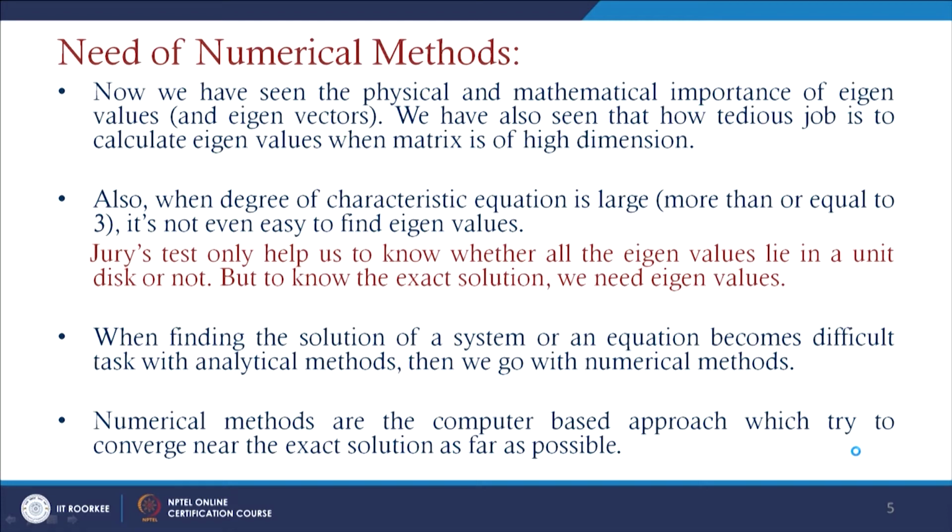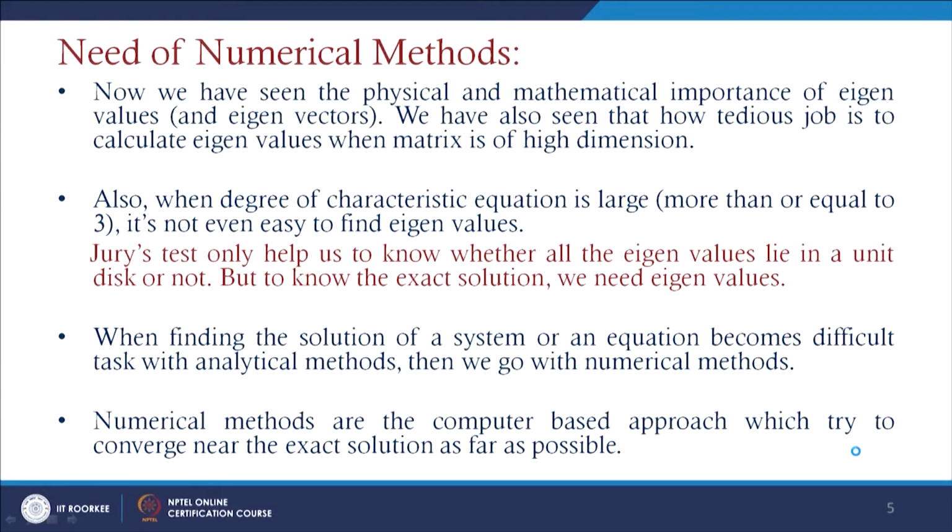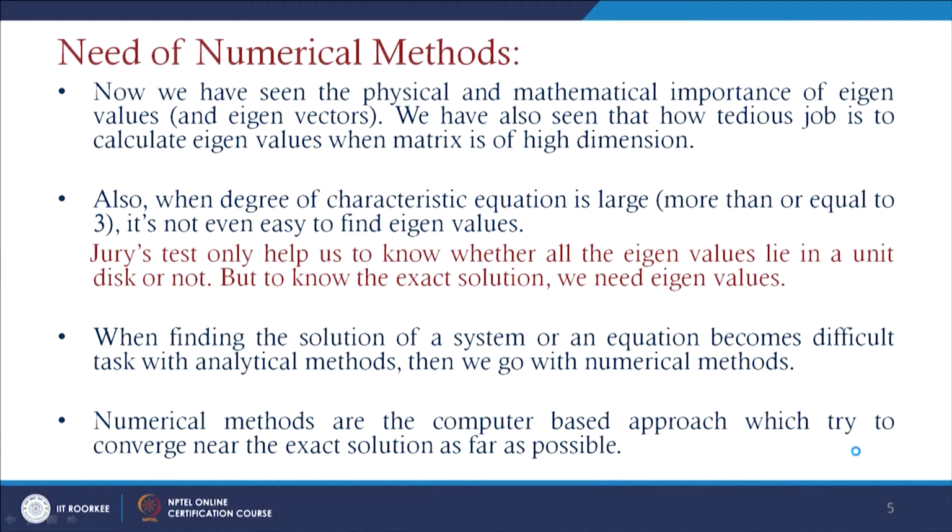Also, when the degree of a characteristic equation is large, that is more than or equal to 3, it is not even easy to find the eigenvalues. Already we have discussed the Jury's test in the earlier lectures, that it can help us to know whether all the eigenvalues lie in a unit disk or not. But to know the exact solution, we need the eigenvalues. When finding the solution of a system or an equation becomes a difficult task with analytical methods, then we go for numerical methods.